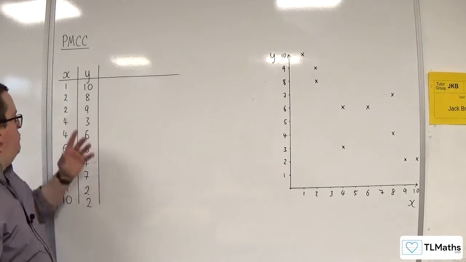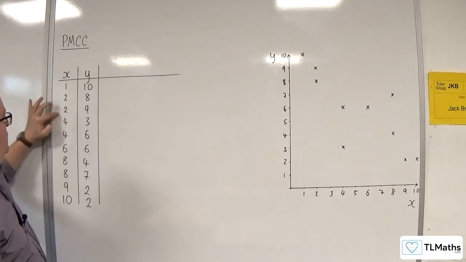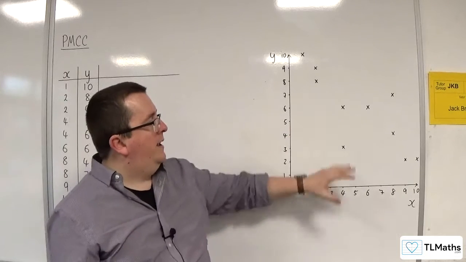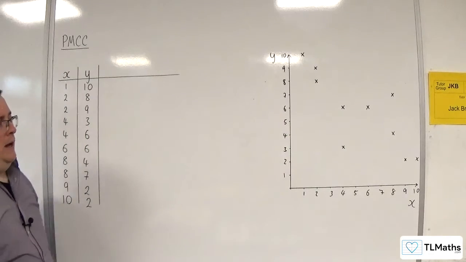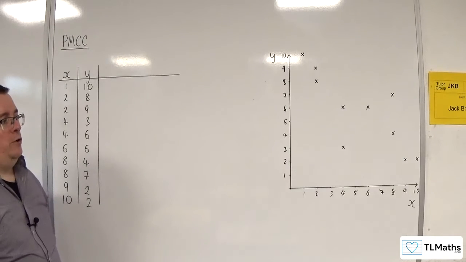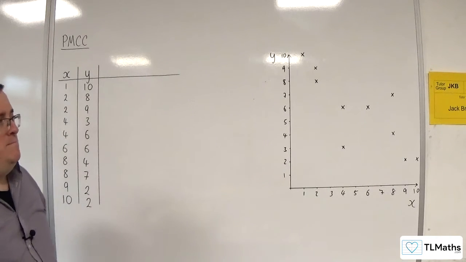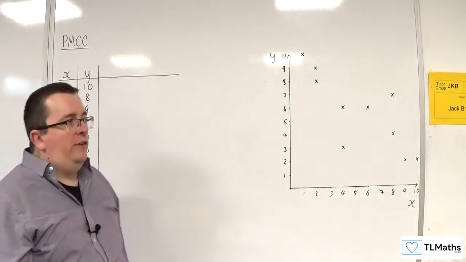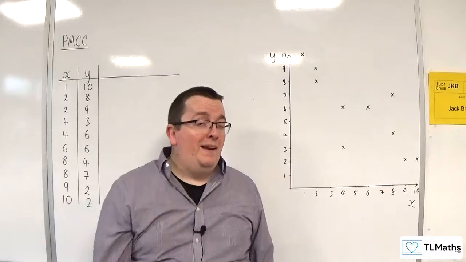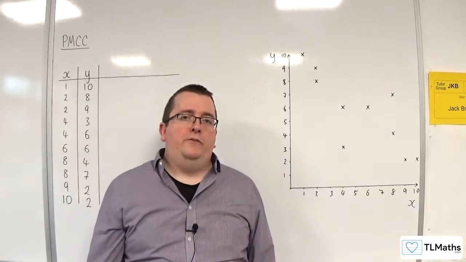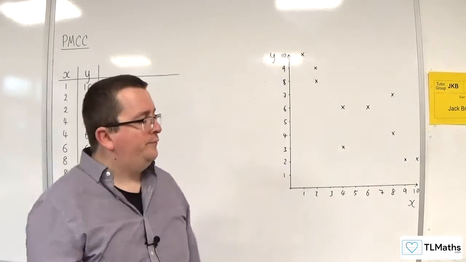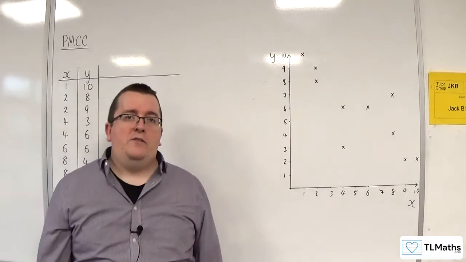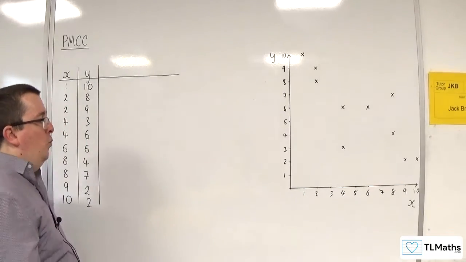So here I've got some data. So I've got 1, 2, 3, 4, 5, 6, 7, 8, 9, 10 bits of data, and I've plotted it on here. Essentially what I want to do is find a measure of how correlated this data is. And what we do is go through quite a similar calculation to how we derive the standard deviation formula. So the first thing that we're going to do is calculate the mean of the x's and the mean of the y's.